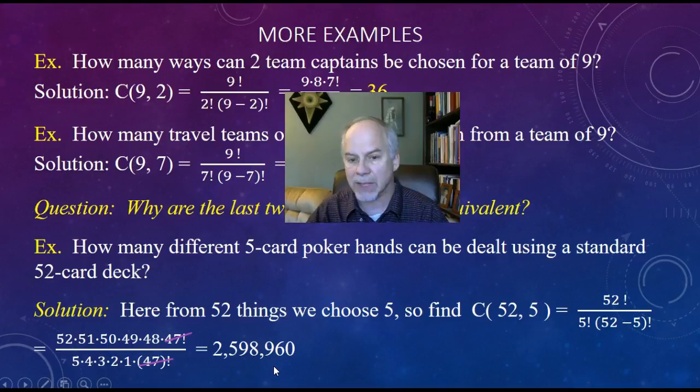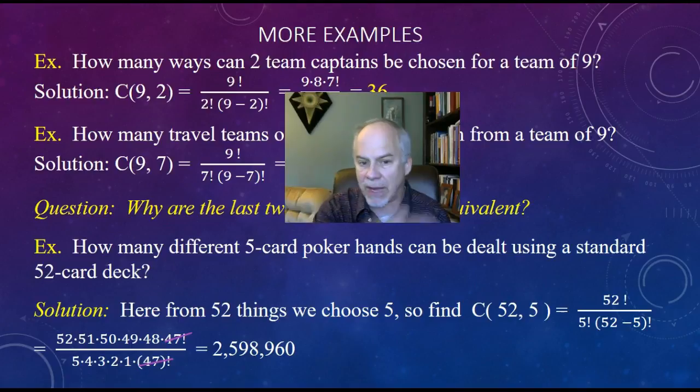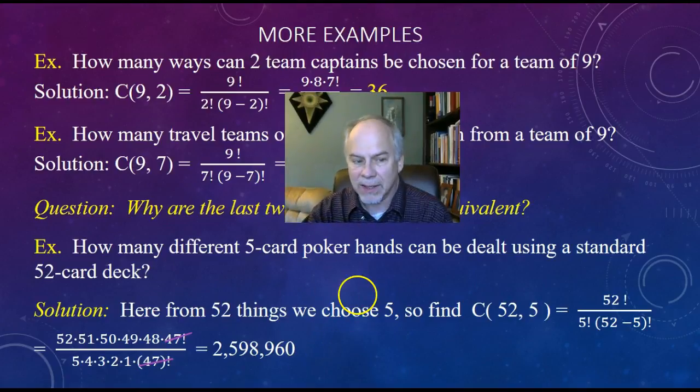2,598,960 possible poker hands. So there's like 2.5 million or almost 2.6 million different poker hands when you're dealt a 5-card poker hand from 52 cards. So I don't know if you expected that many, but that's the number there are.